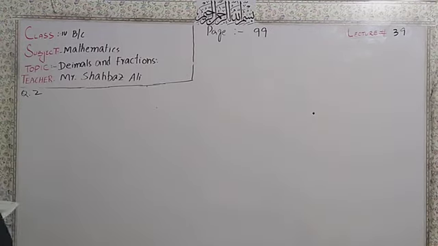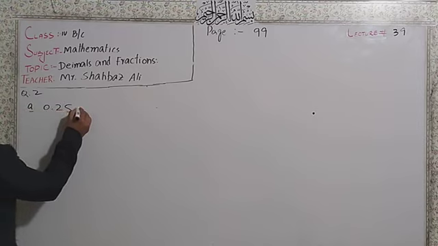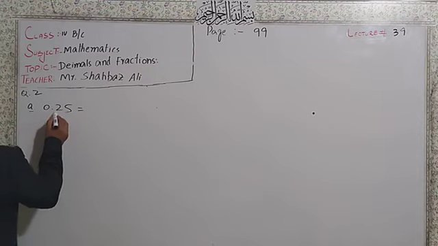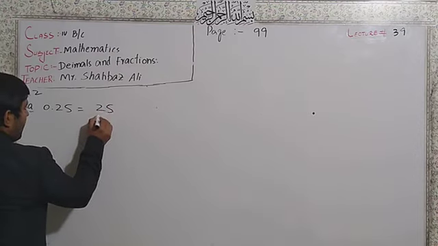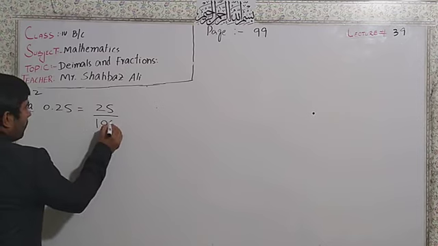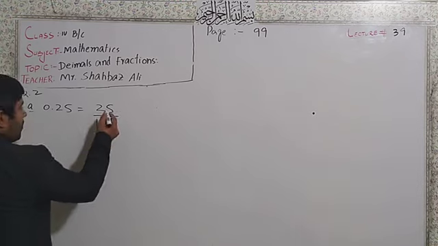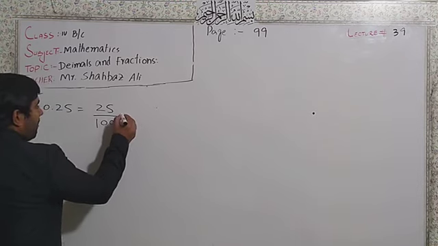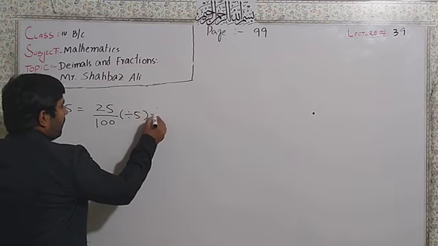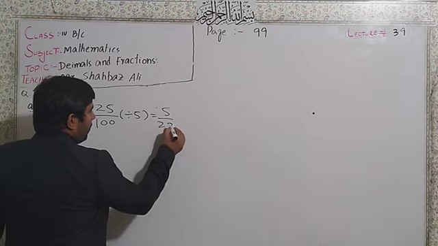So part A is 0.25. First of all, we will change into fraction. 25, it is 25, then fraction. After point 1 2 2 0. Okay, dear students, now we will simplify. We will change into lowest terms. We see that this is 25, this is 100. So we can divide by table of 5. 25 divided by 5 will be 5 and 100 divided by 5 will be 20.